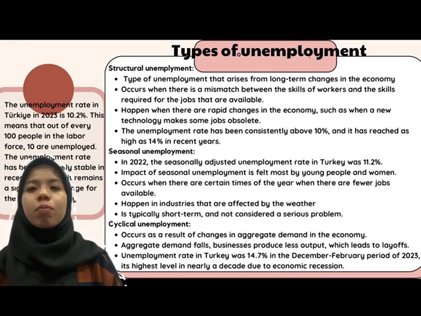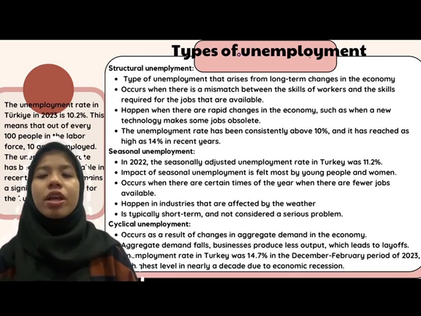The first type of unemployment is structural unemployment. Structural unemployment is a type of unemployment that arises from long-term changes in the economy. Structural unemployment occurs when there is a mismatch between the skills of workers and the skills required for the jobs that are available. Structural unemployment happens when there are rapid changes in the economy, such as when a new technology makes some jobs obsolete. Next, the unemployment rate in structural unemployment has been consistently above 10% and it has reached as high as 40% in recent years.